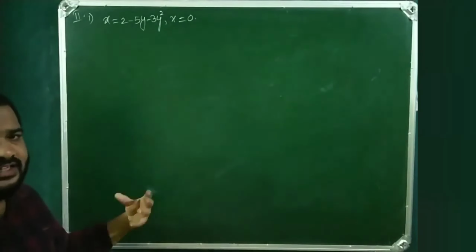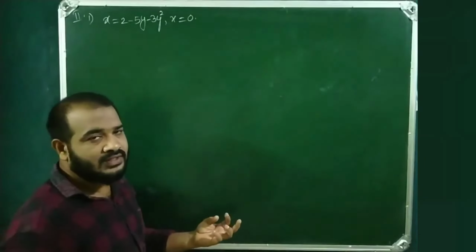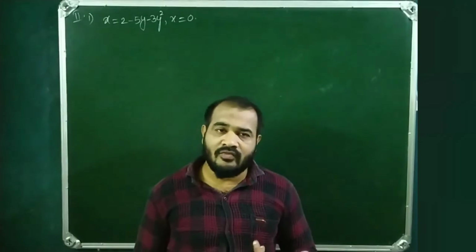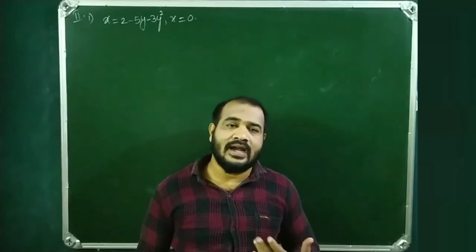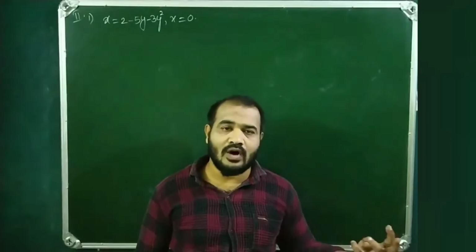Same as the last problem. In the last problem, we found the vertex. Finding the vertex was a little bit easy, 4 comma 0 we got.